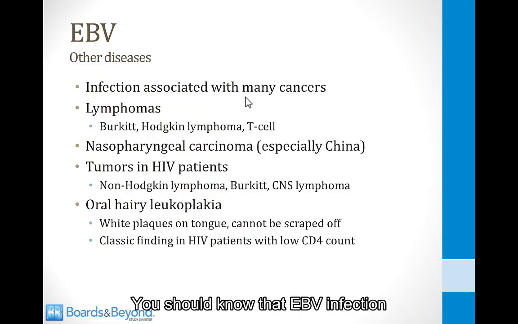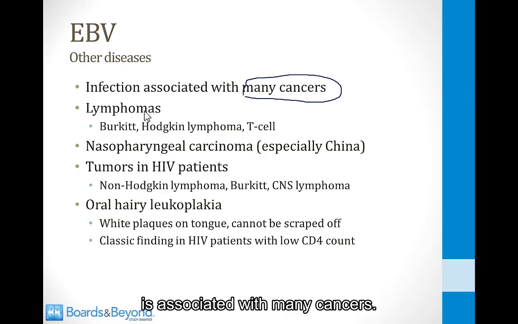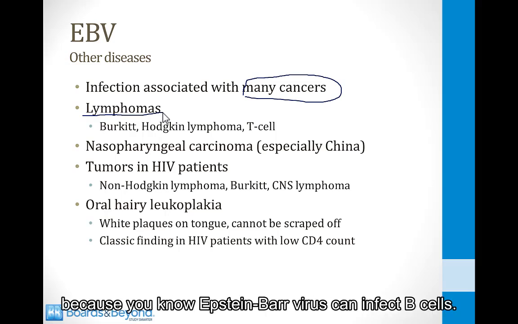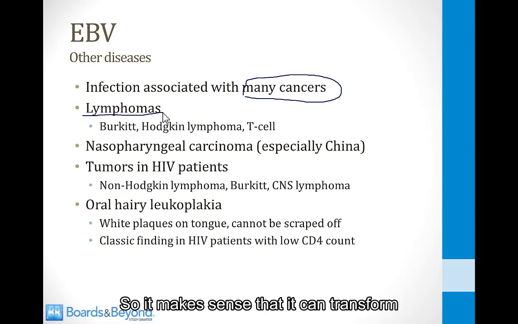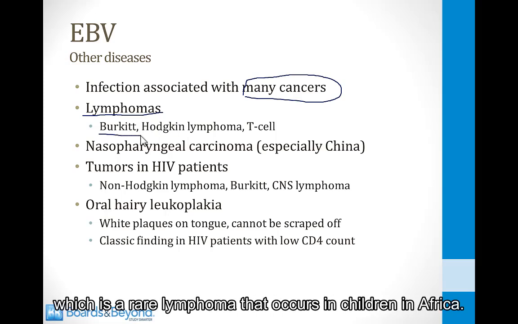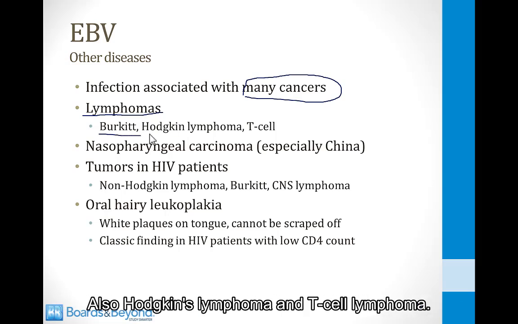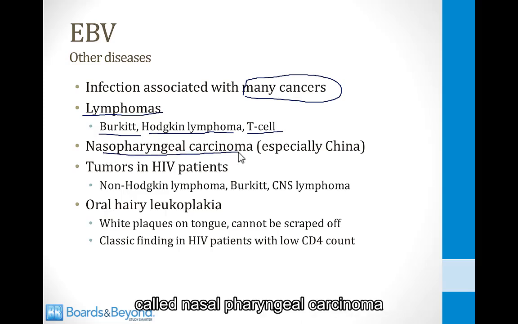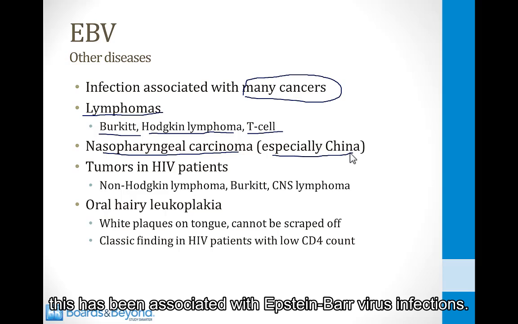You should know that EBV infection is associated with many cancers. Some of the common ones include lymphomas, and this should make sense to you because you know Epstein-Barr virus can infect B cells, so it makes sense that it can transform those cells into malignancies. Some of these include Burkitt's lymphoma, which is a rare lymphoma that occurs in children in Africa, also Hodgkin's lymphoma and T-cell lymphoma. There's a rare tumor of epithelial cells called nasopharyngeal carcinoma that develops in the nose and pharynx, and in China and other areas in Asia, this has been associated with Epstein-Barr virus infections.